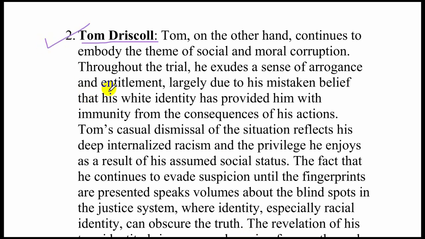Let's look at Tom Driscoll. Tom, on the other hand, continues to embody the theme of social and moral corruption. Throughout the trial, he exudes a sense of arrogance and entitlement, largely due to his mistaken belief that his white identity has provided him with immunity from the consequences of his actions. Tom's casual dismissal of the situation reflects his deep internalized racism and the privilege he enjoys as a result of his assumed social status. The fact that he continues to evade suspicion until the fingerprints are presented speaks volumes about the blind spots in the justice system, where identity, especially racial identity, can obscure the truth.